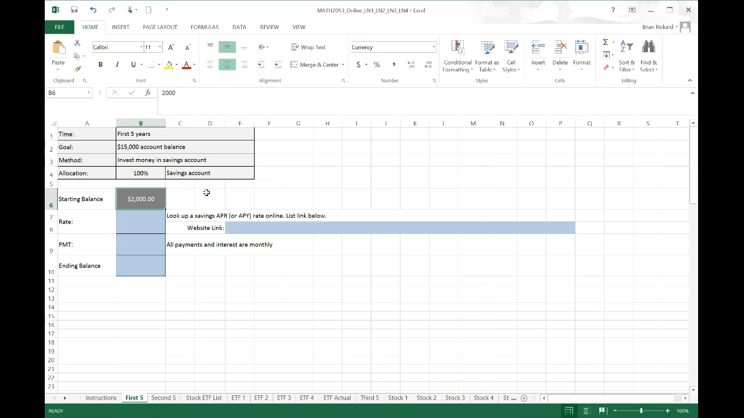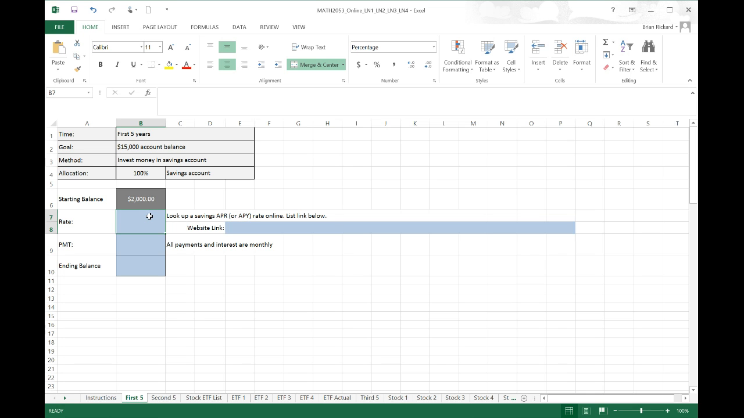You can go online, you can go to a bank that you use, or just Google savings account rates and look for one, and you want to include the link here to that bank. Don't link Google or Yahoo, but link whatever the bank is, so Bank of America, Arvest, Ally, whatever. And you'll type that rate in here.